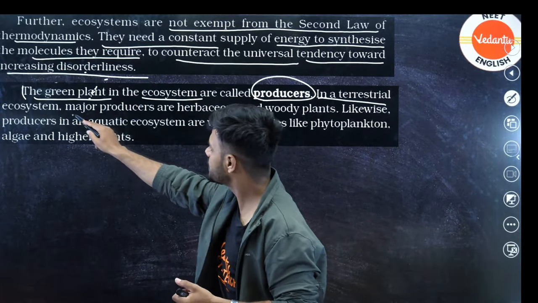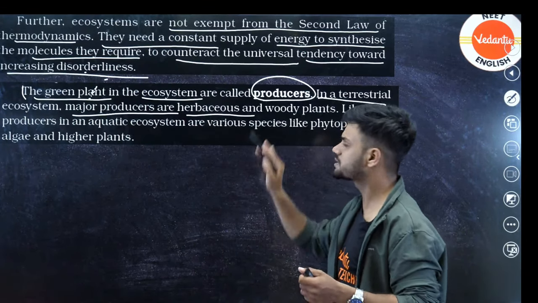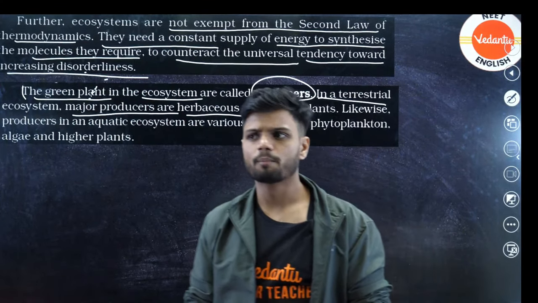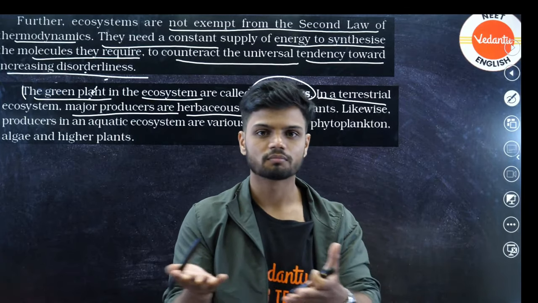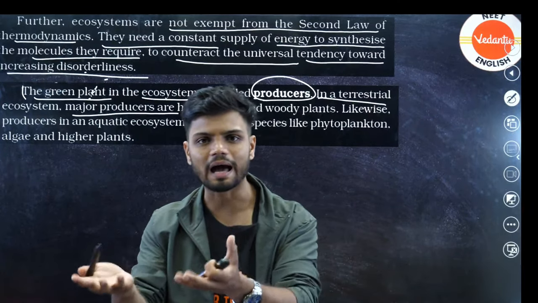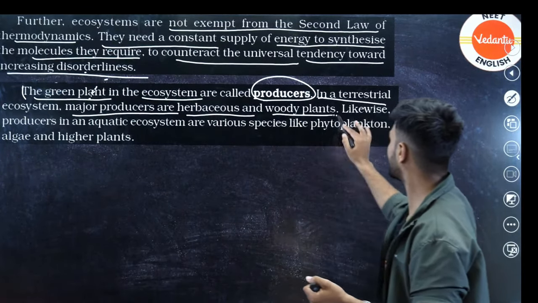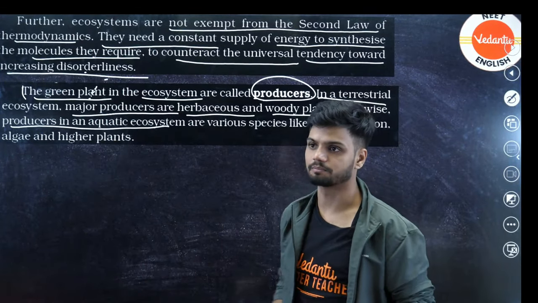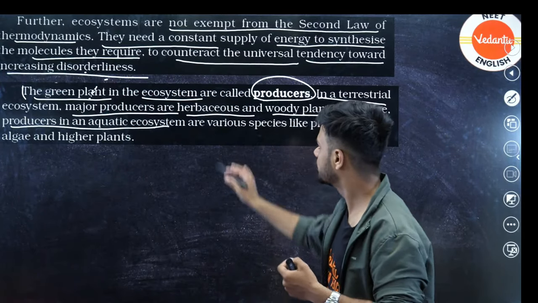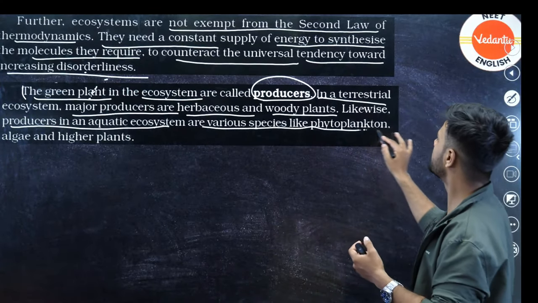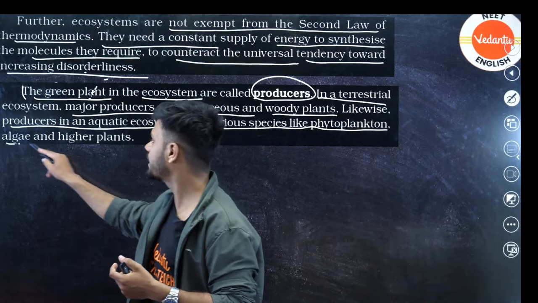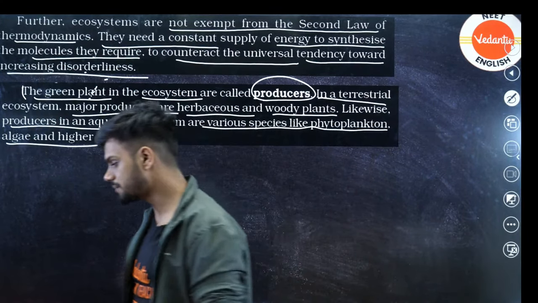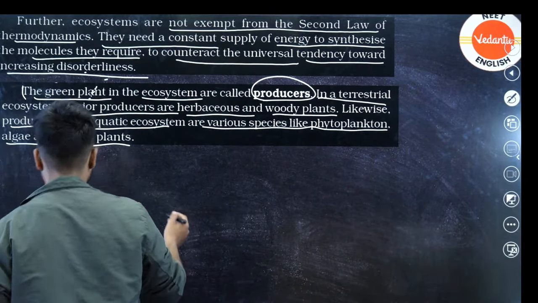All of you know the green plants are called your producers. In a terrestrial land ecosystem, the major producers are herbaceous and woody plants. Likewise, in the aquatic ecosystem, there are various species like phytoplanktons, algae and higher plants. Okay, clear? So let me write this down here.